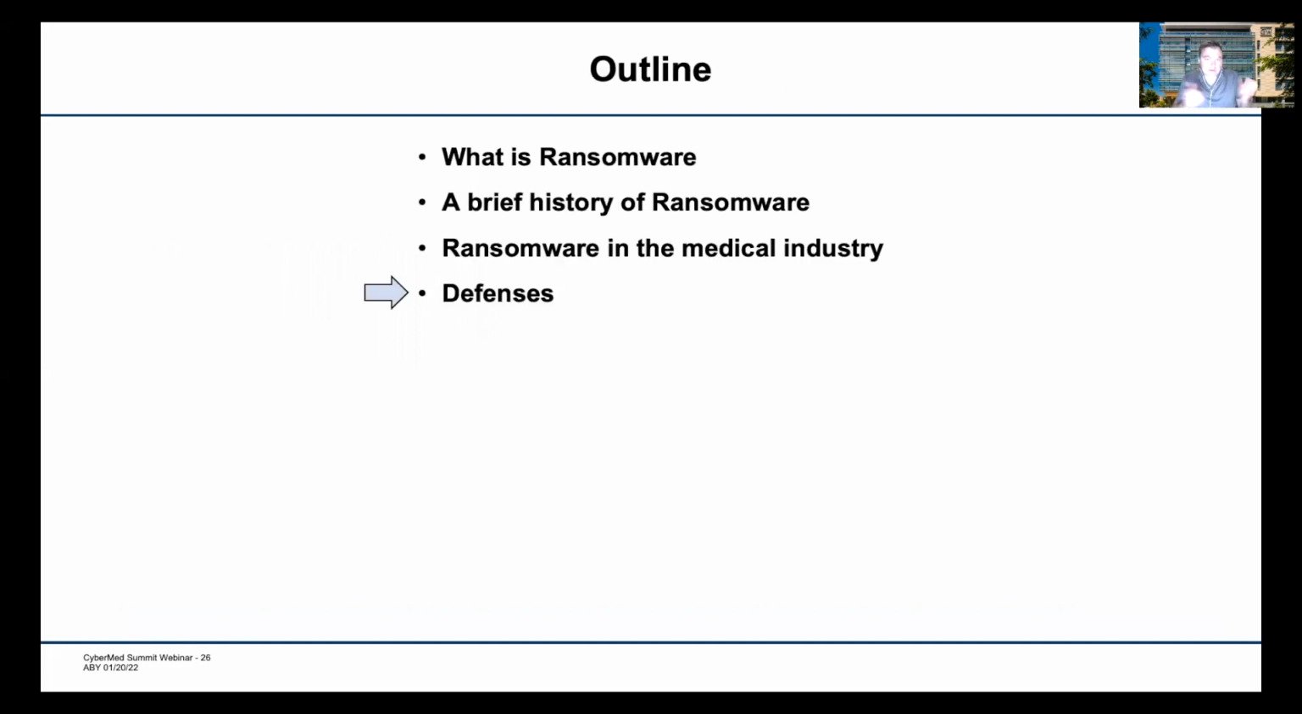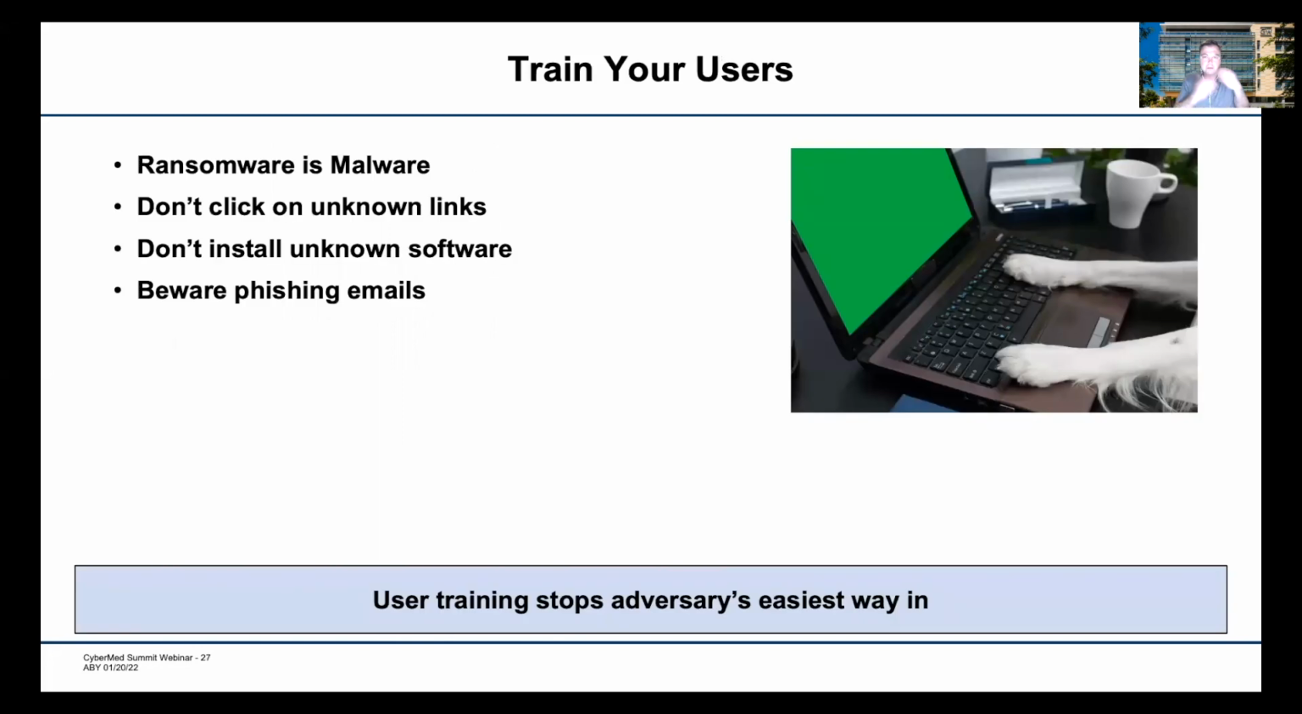So now that we understand that ransomware is still a major problem in the medical industry and where we stand, let's quickly look at some possible defenses. The first defenses are standard against any malware, and remember that ransomware is just malware. So the first line of defense is to train your users. Train them not to click on unknown links, not to install unknown software, and to beware of phishing emails. User training stops the adversary's easiest way in. It won't prevent all attacks, but it will prevent the easiest attacks.